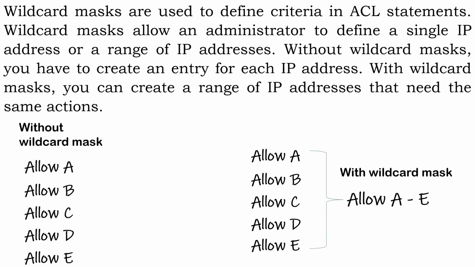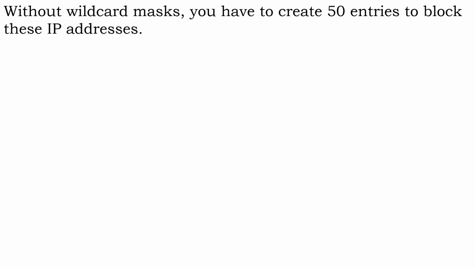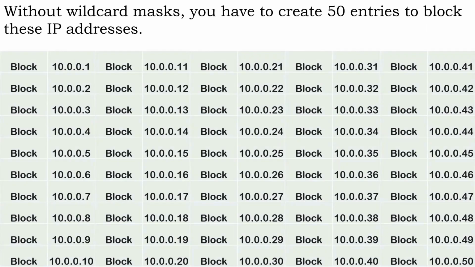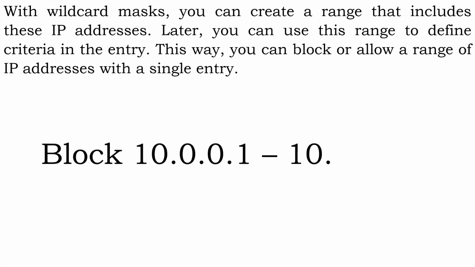Let's take an example. A subnet includes 75 IP addresses. From these IP addresses, you want to block 50 IP addresses. Without wildcard masks, you have to create 50 entries to block these IP addresses. With wildcard masks, you can create a range that includes these IP addresses. Later, you can use this range to define criteria in the entry. This way, you can block or allow a range of IP addresses with a single entry.